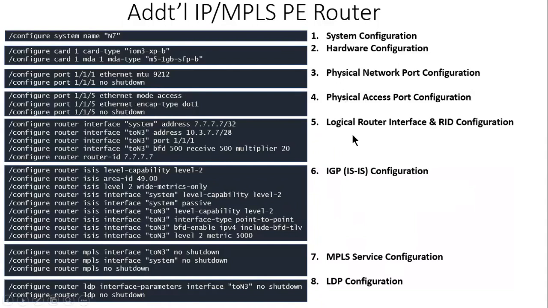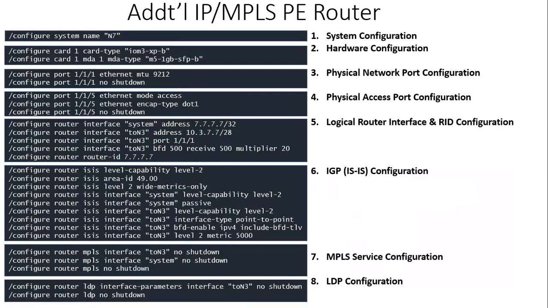Then we're going to get into our logical router interface and router ID configuration. Just like on our diagram, we're going to assign our system interface the address 7.7.7.7/32. And we're going to assign our interface connecting to N3 the address 10.3.7.7/28, as well as bind it to the physical port 111 and configure BFD on it as well. And lastly, we're going to configure our router ID of 7.7.7.7.